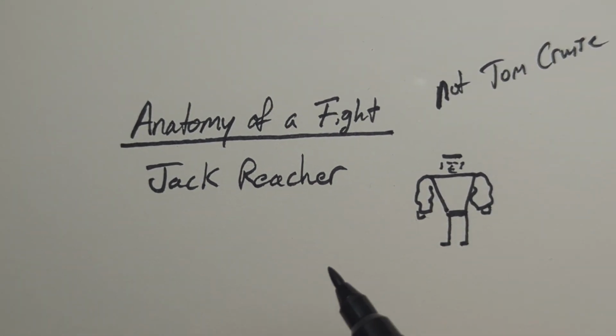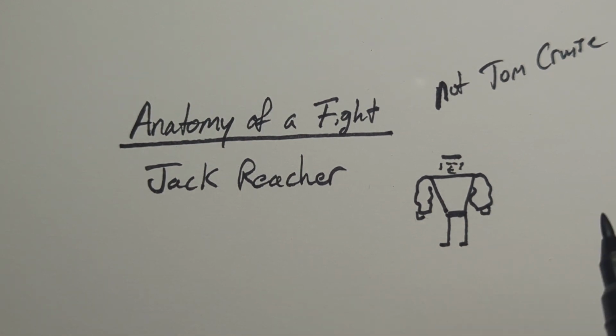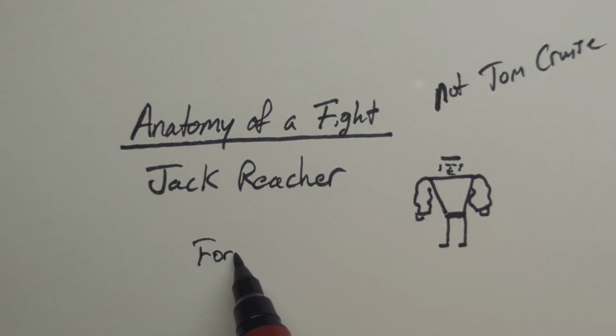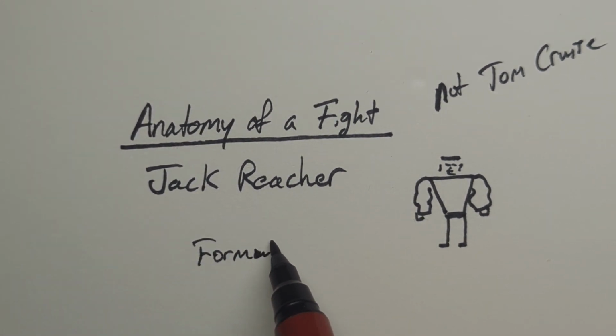So, anatomy of a fight with Jack Reacher. Basically, I just want to talk about how they organize and set up the fights, because it's not unique, but there's a formula to it. And I wanted to talk about it because formulas are not bad, especially when they work.